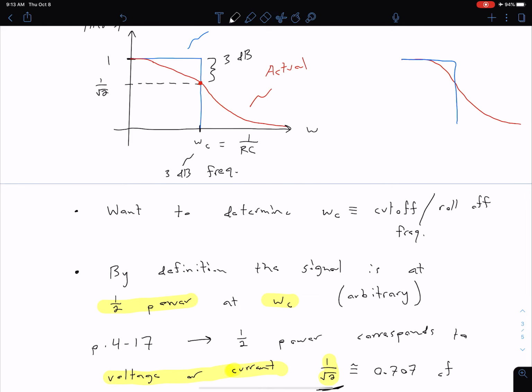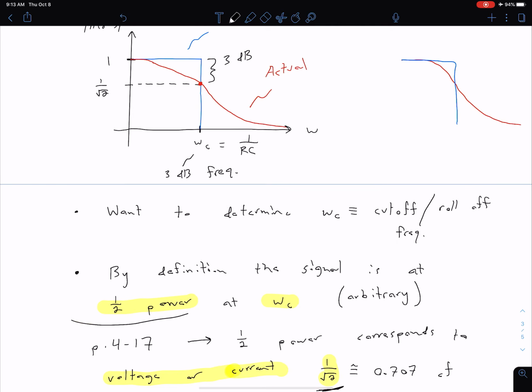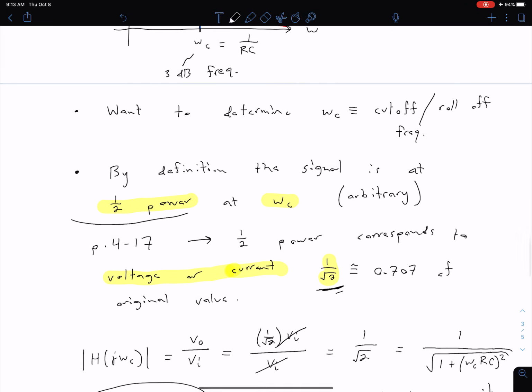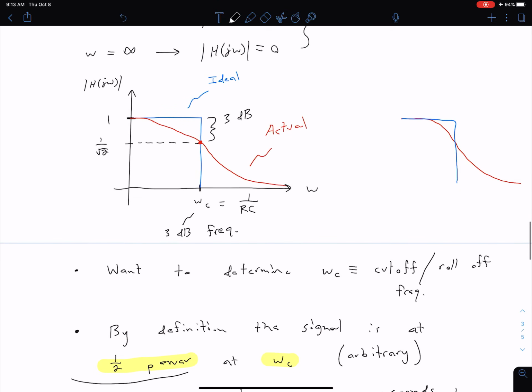So there's different ways that we can describe this cutoff point. We can say it's the point where we have 1/2 power. We can say it's the point where our voltage or current is 1/√2, or we can say it's the point where the magnitude of our frequency response has dropped by 3 dB. So in subsequent videos, we're going to take a similar look at our high pass, band pass, and band stop, and then we're going to look at our active filters.